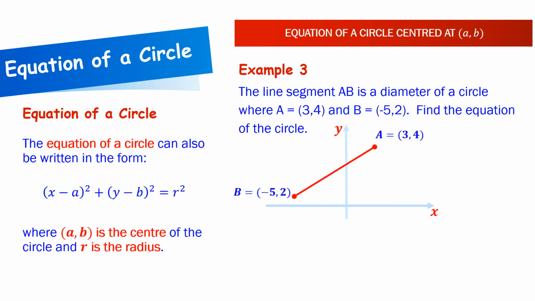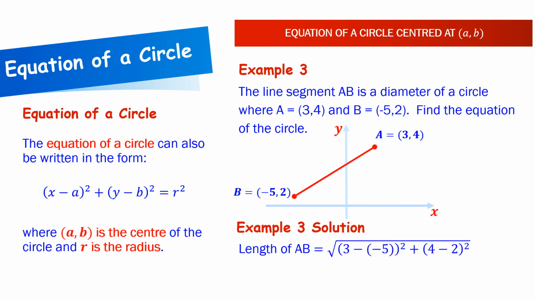Example 3 states that the line segment AB is a diameter of a circle where A equals (3, 4) and B equals (-5, 2). Find the equation of the circle. So let's solve this. Now the length of AB is equal to the square root of (3 minus -5) all squared plus (4 minus 2) all squared. Here, of course, we've applied Pythagoras.